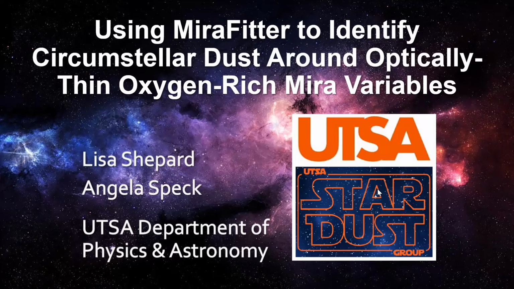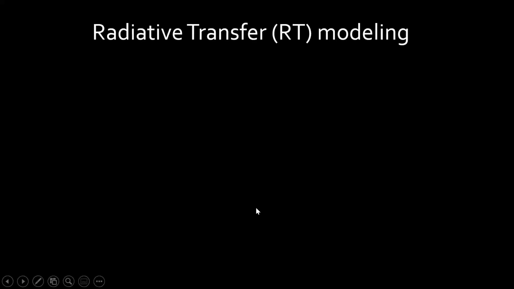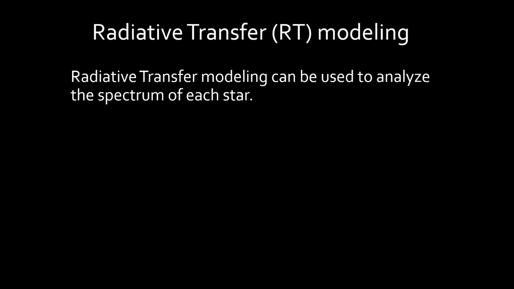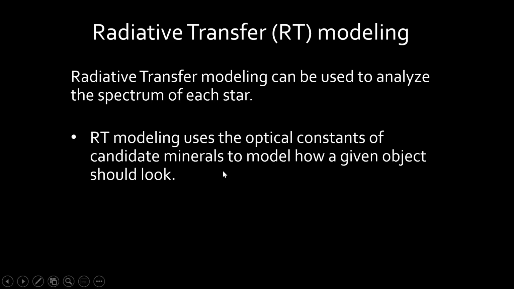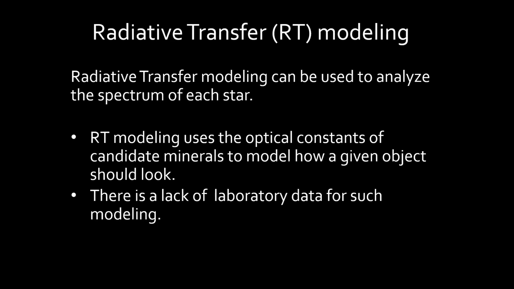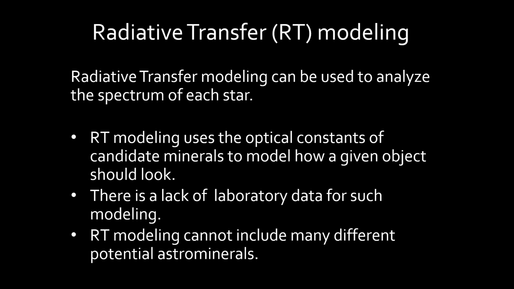Now, radiative transfer modeling has often been used to analyze spectra and obtain a match to the overall spectral energy distribution with certain parameters. So why not just use radiative transfer modeling? While RT modeling should allow us to build a spectrum that includes all contributions to the observed spectra, we are hampered by a lack of detailed or appropriate laboratory data for such modeling. RT modeling cannot include many different potential astrominerals because there is a lack of complex refractive indices available. This limits the application of RT modeling if we want to determine the detailed mineralogy of the dust.